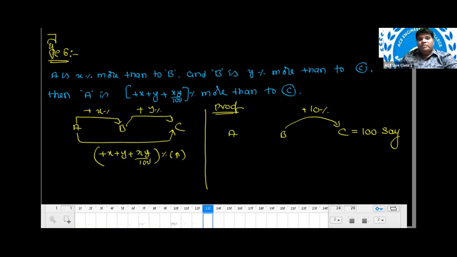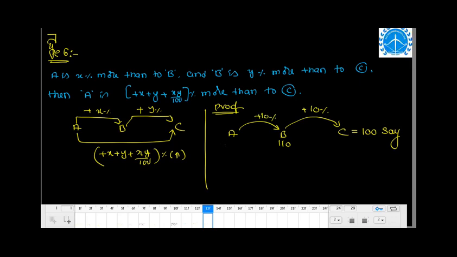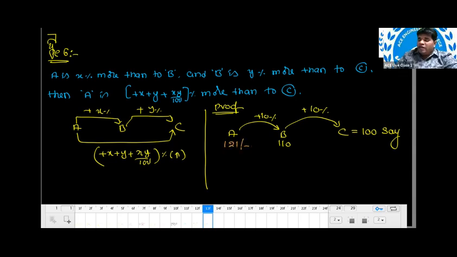What is the B value? 110. So B value is 110. So A is again 10% more than B. What is the A value then? 121. Now compare: A is how much percentage more than C?